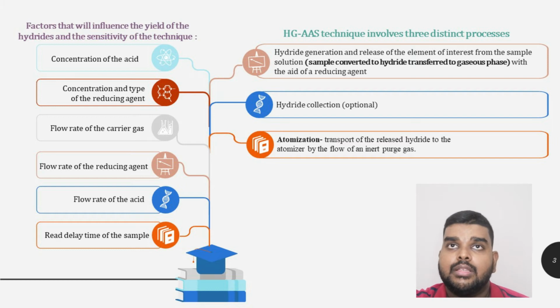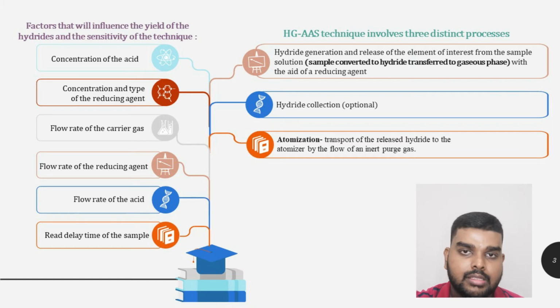Next are the factors that influence the yield of the hydride and the sensitivity of the technique. First, the concentration of the acid and the concentration and type of reducing agent. Next is the flow rate: the flow rate of the carrier gas, the flow rate of the reducing agent, the flow rate of the acid, and then the read delay time of the sample.